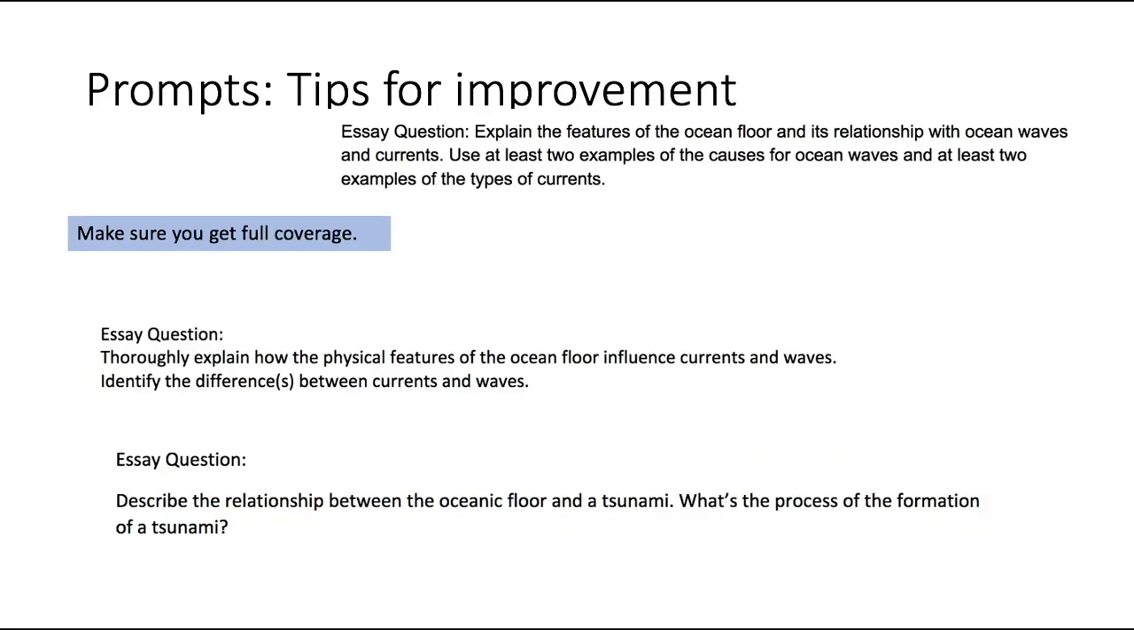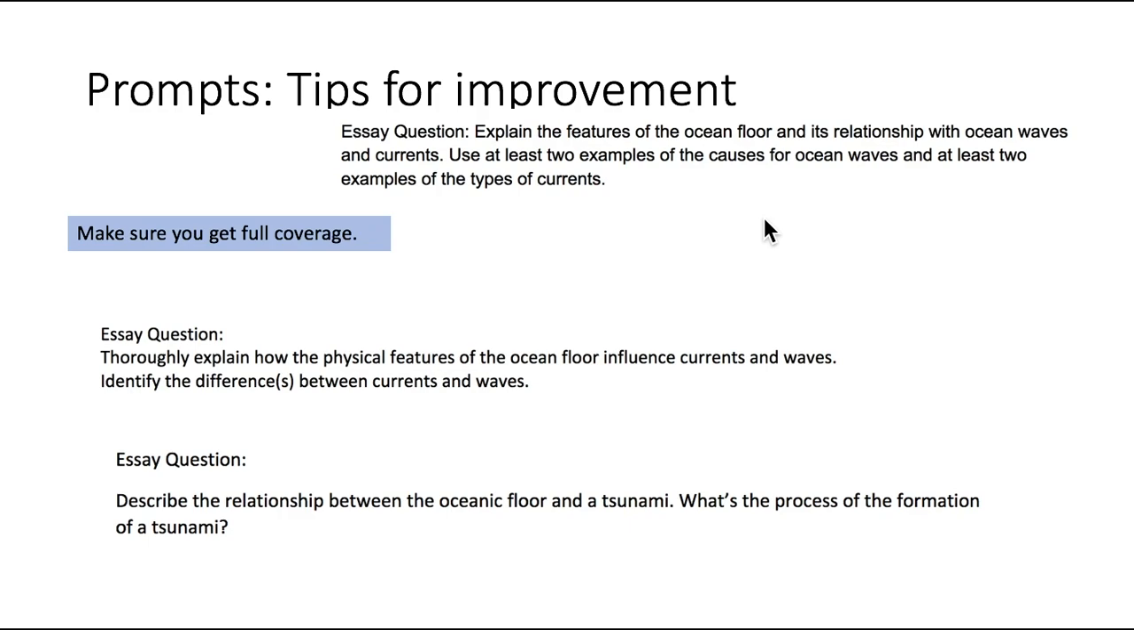If we keep going with some other examples, making sure you get full coverage again, explain the features of the ocean floor and its relationship with ocean waves and currents. So that's good. Use at least 2 examples of the causes of ocean waves and at least 2 examples of the types of currents. Now that sounds good on the surface, but the reason I put this in here is that it needs a little bit extra in that I can think of non-ocean floor related causes for both of those things that would result in waves and currents. And so you're not guaranteed that they're going to have to write about what you want them to write about.